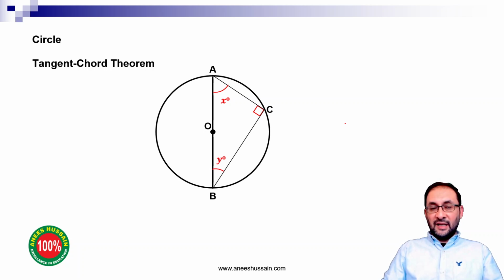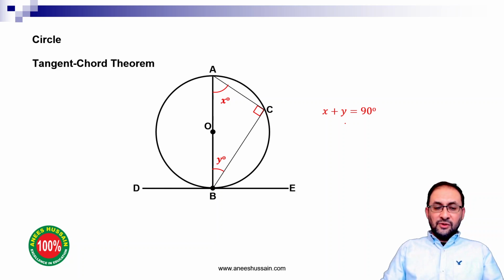Now, since the sum of the angles inside a triangle is 180 and angle C is 90, that means angles A and B should also add up to 90. So therefore, x plus y must be equal to 90 degrees. Now we're going to draw the tangent at the bottom of the circle. Let's call that tangent DE, and this tangent meets the circle at point B. Now the angle OBE should be equal to 90 degrees because we know that a tangent is always perpendicular to the radius. So therefore, angle OBE is 90.